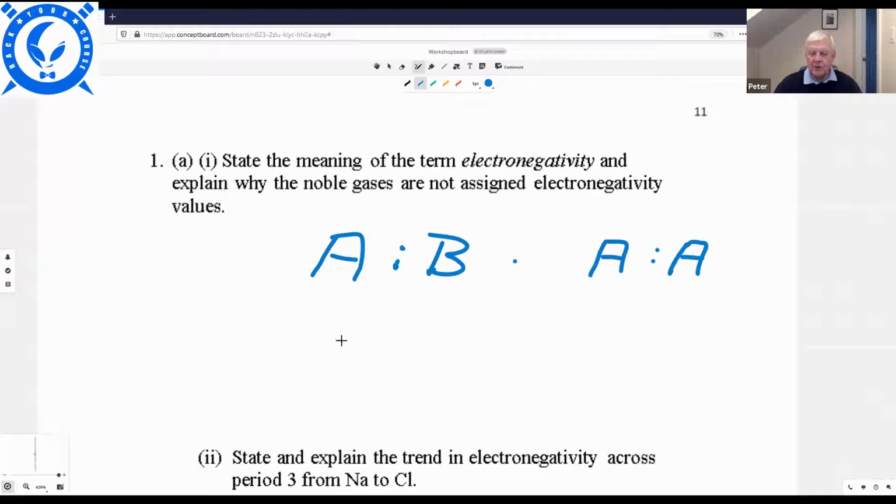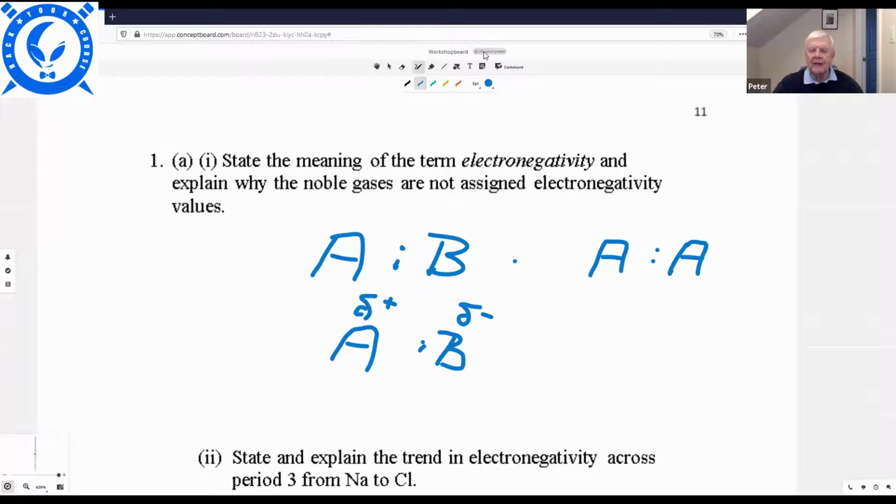So if I suppose that B is more electronegative than A, then I should correctly represent the two bonding electrons as closer to B, and A therefore will have a slightly positive charge, delta plus, and B will have a slightly negative charge, delta minus. And so the bond between A and B will be polar.